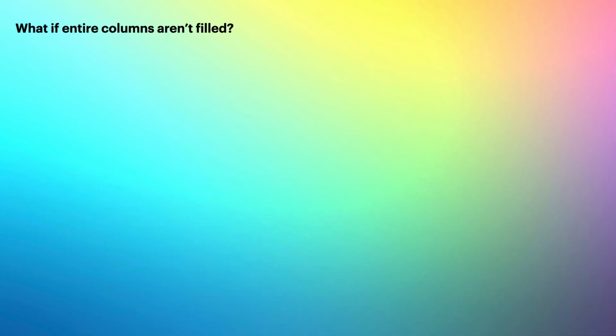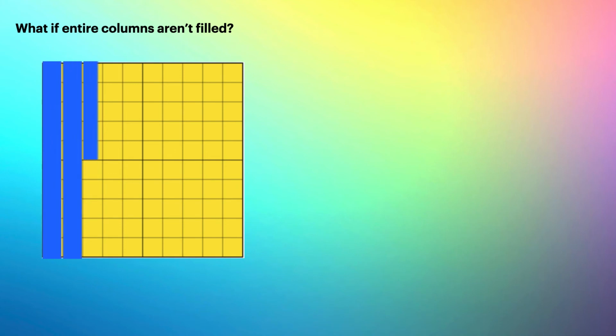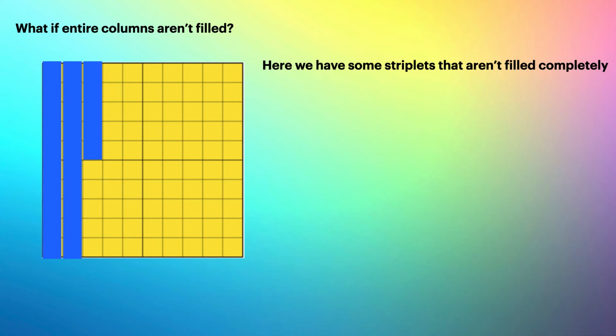Let's look at a different type of problem where some of these columns aren't entirely filled. What if it looked like this? Here we have some striplets that aren't filled completely, so we no longer count by tenths because some of those tenths aren't filled in all the way. I couldn't say 2/10 because I have more than that. I couldn't say 3/10 because I don't have 3/10 completely filled in. So we're just going to count in hundredths.